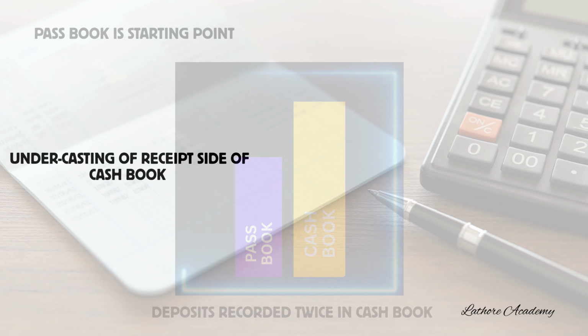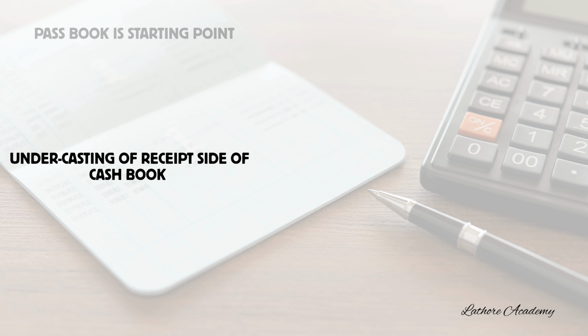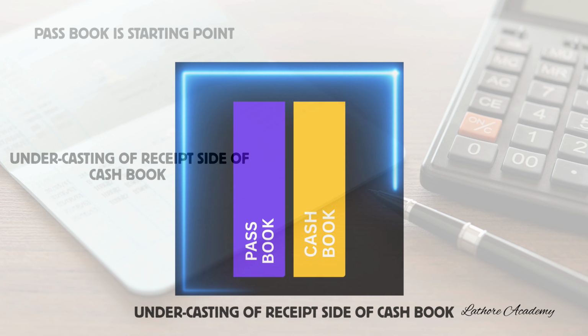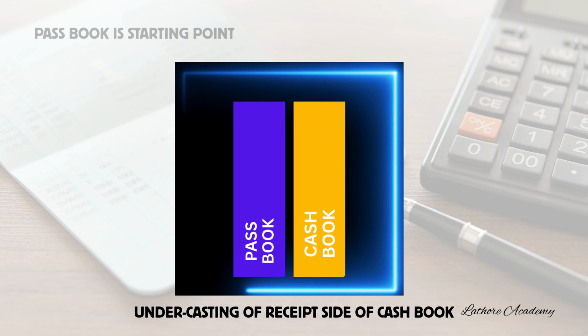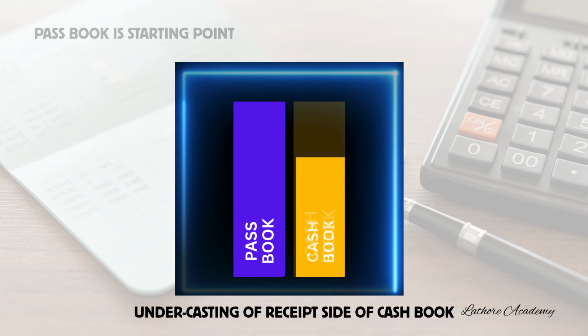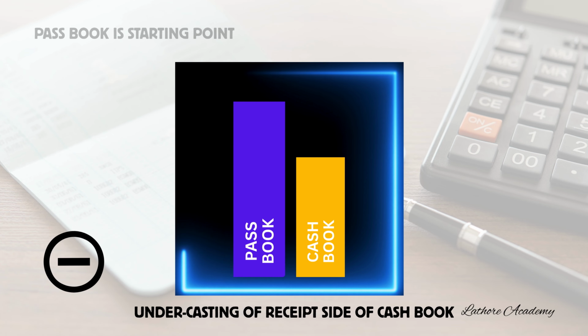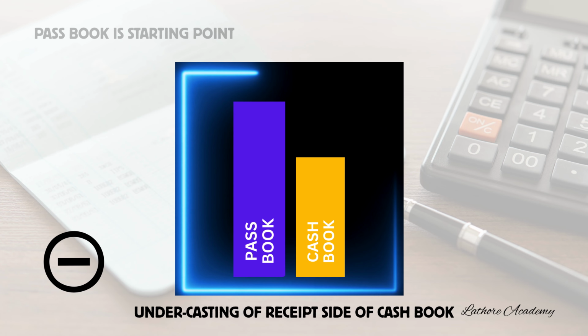Moving on to the next transaction, where undercasting of receipt side of the cash book. If you have totaled the receipts as less than the actual, it is called under totaling, isn't it? Your cash book balance is lower than it should be. We subtract this difference from the passbook balance.